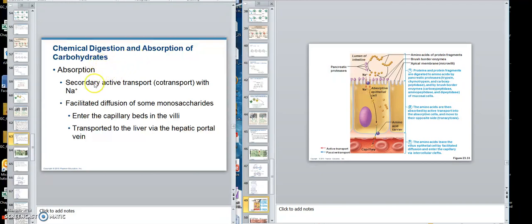So absorption of carbohydrates, that means these monosaccharides, secondary active transport with sodium, facilitative transport of some monosaccharides. Okay. Enter the capillary beds in the villi. Okay. Remember, facilitative is a help diffusion. Glucose does like that. So that's how the absorption, and then it goes on into the capillary. Now here's an amino acid here. These are looking at amino acids. We haven't got to amino acids, but the carbohydrates, some of them also use the monosaccharides, and some use facilitative diffusion.